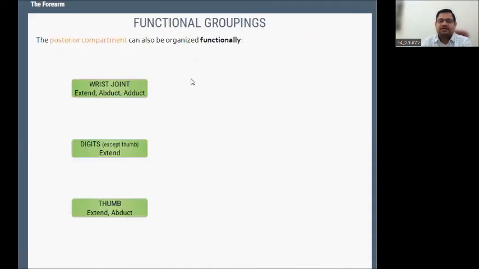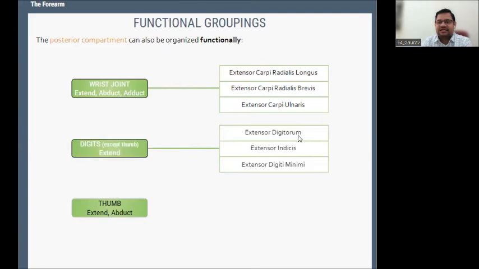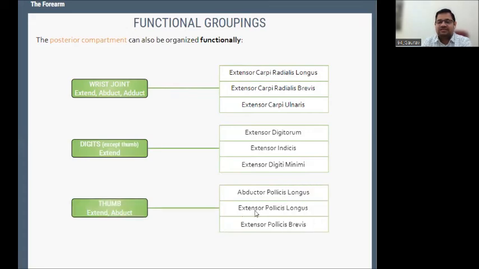So the posterior compartment can also be organized functionally into three parts. At the level of wrist joint, extend, abduct, and adduct with the help of extensor carpi radialis longus, extensor carpi radialis brevis, extensor carpi ulnaris. Digits except the thumb, they are going to do extension with the help of extensor digitorum, extensor indicis, extensor digiti minimi. And thumb will be doing extension and abduction with the help of abductor pollicis longus, extensor pollicis longus, extensor pollicis brevis.